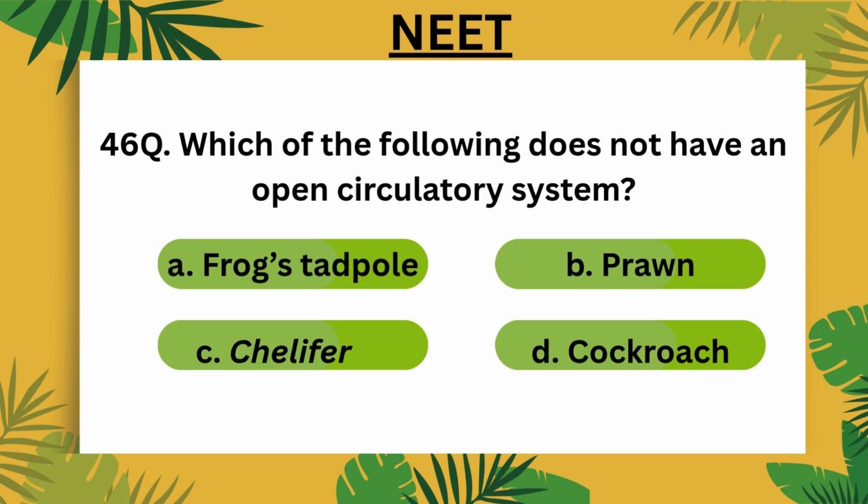Forty-sixth question. Which of the following does not have an open circulatory system? A. Frog's tadpole. B. Prawn. C. Chelophora. D. Cockroach.